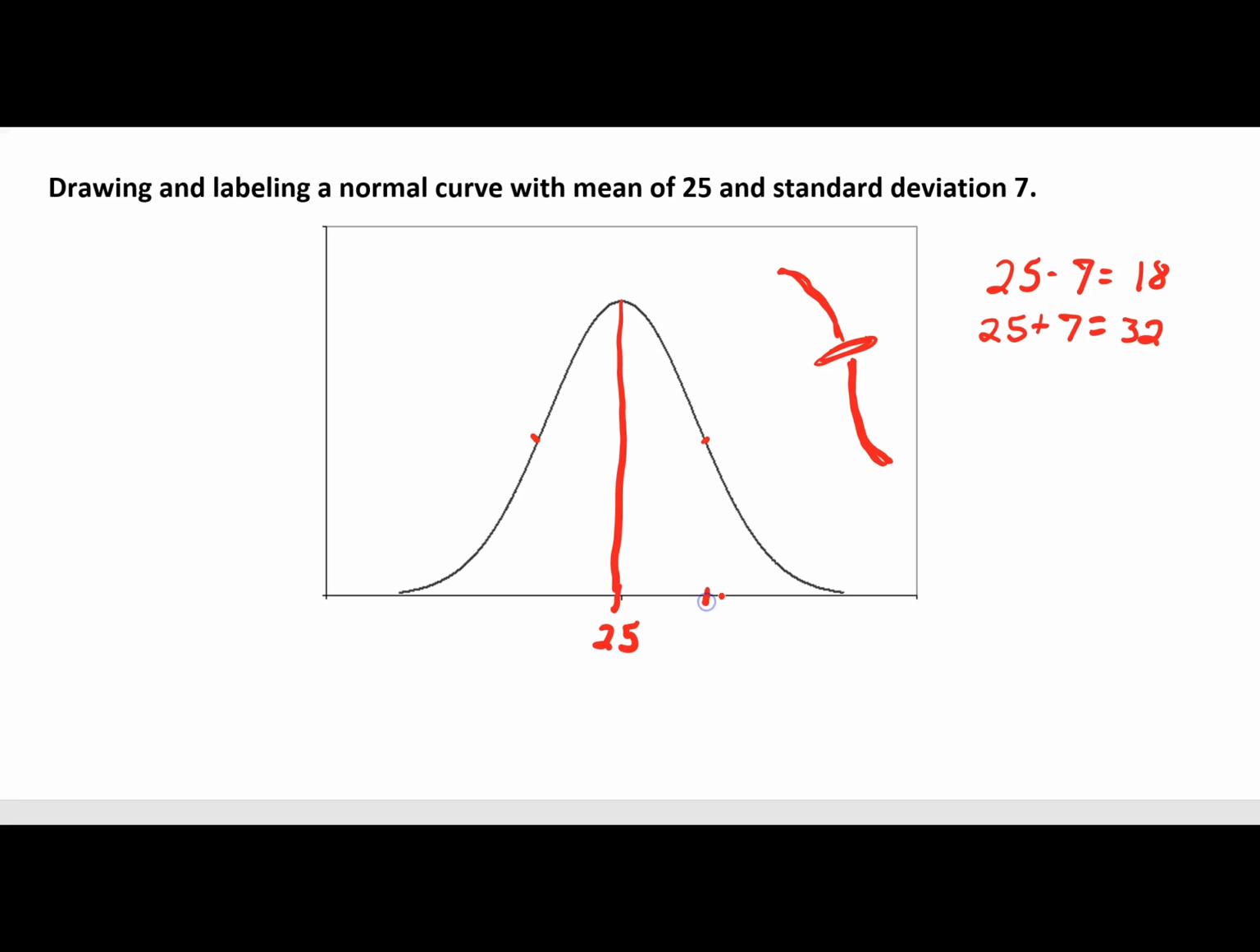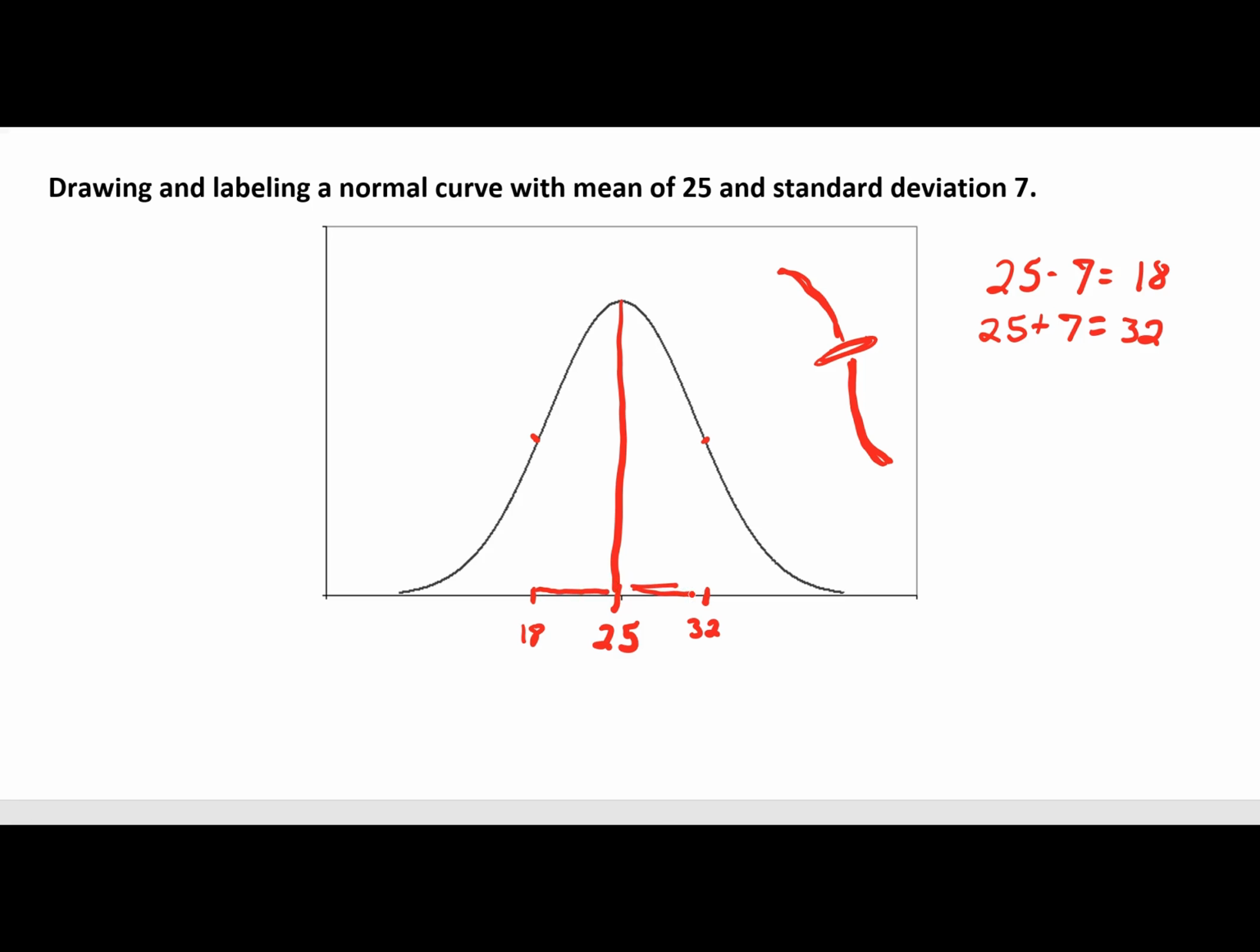So that's where I'm going to place my 32 and my 18, the values for one standard deviation below and above the mean. And as I look at that, the distance between the 18 and 25 and 25 and 32 is a little off. So I'm noticing that I need to place my 18 in a better location, which is more directly underneath that inflection point. Okay, now I know that my distance for one standard deviation from the mean is about that far.